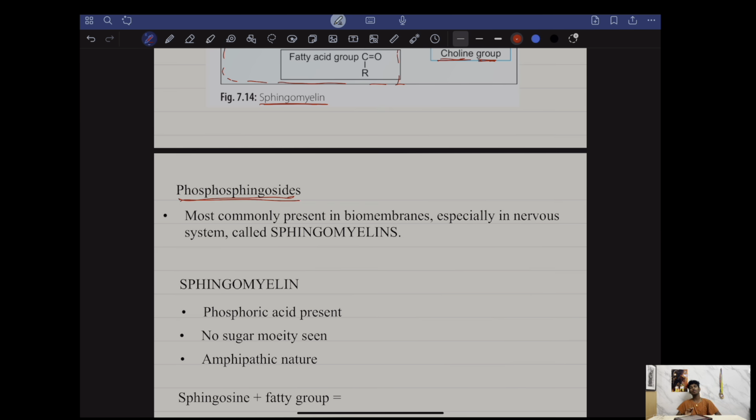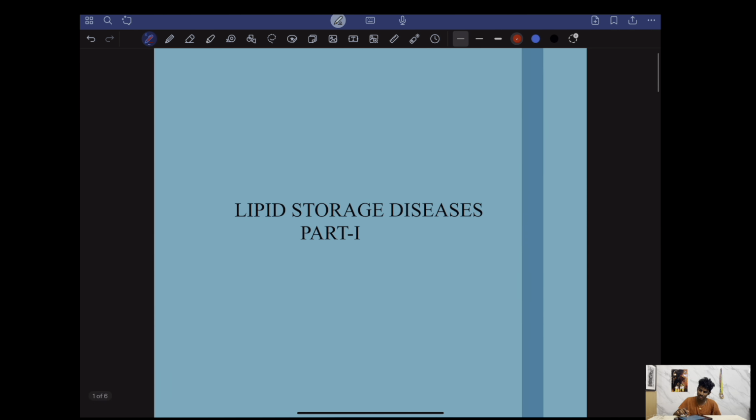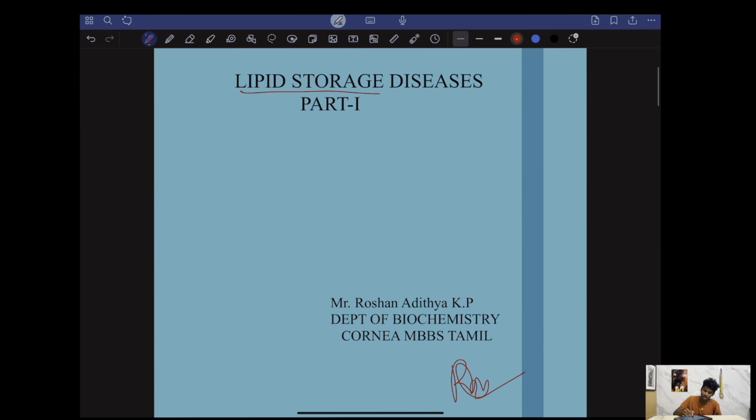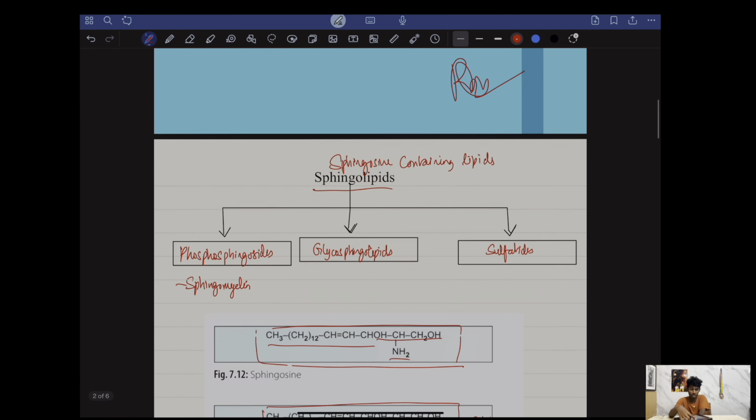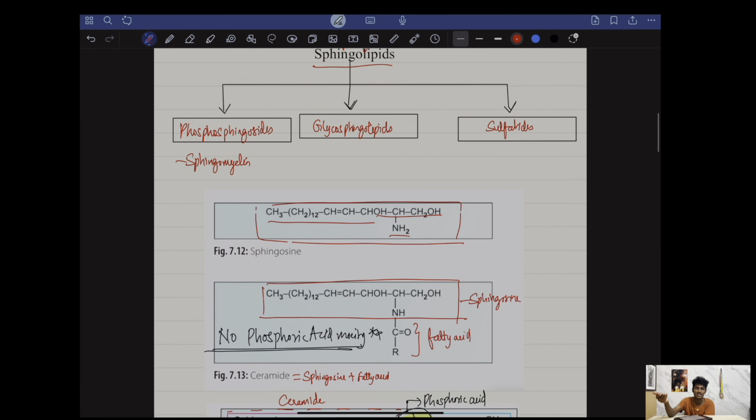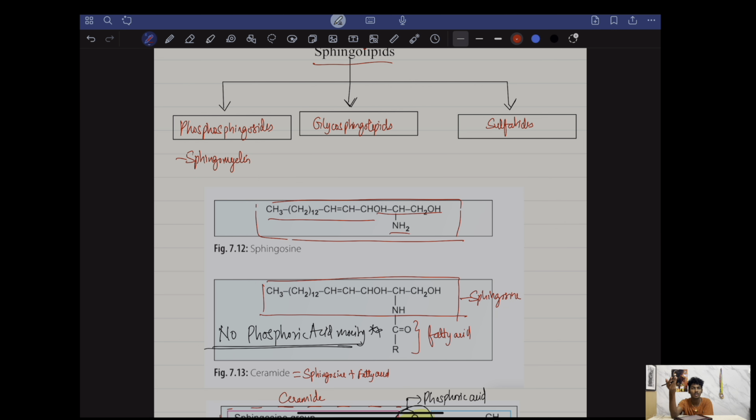Okay, Siri, Nama, what is today's topic which we are discussing? Lipid storage disorders.